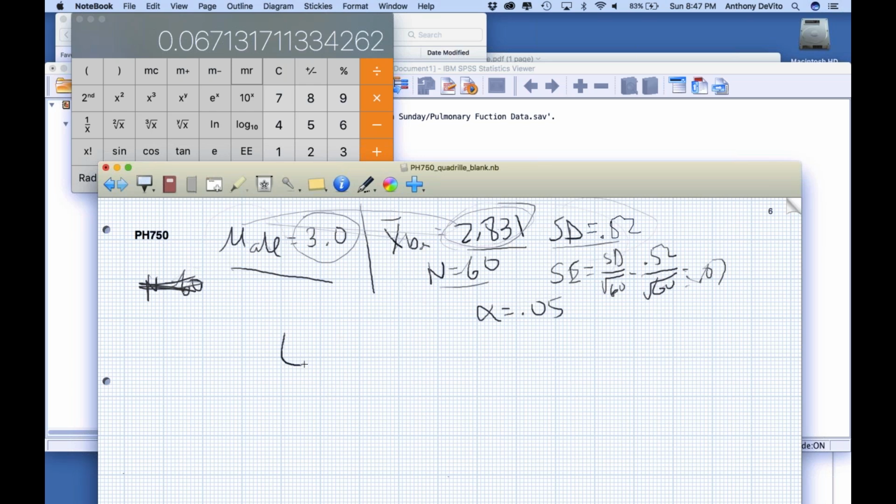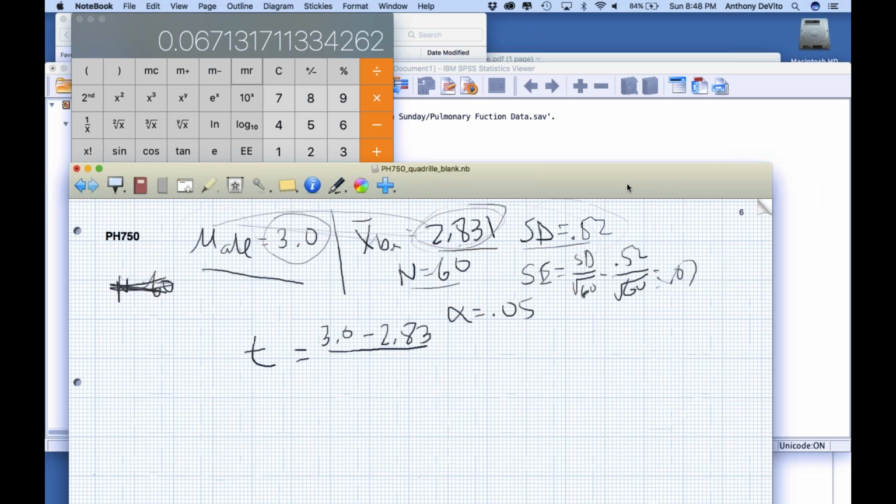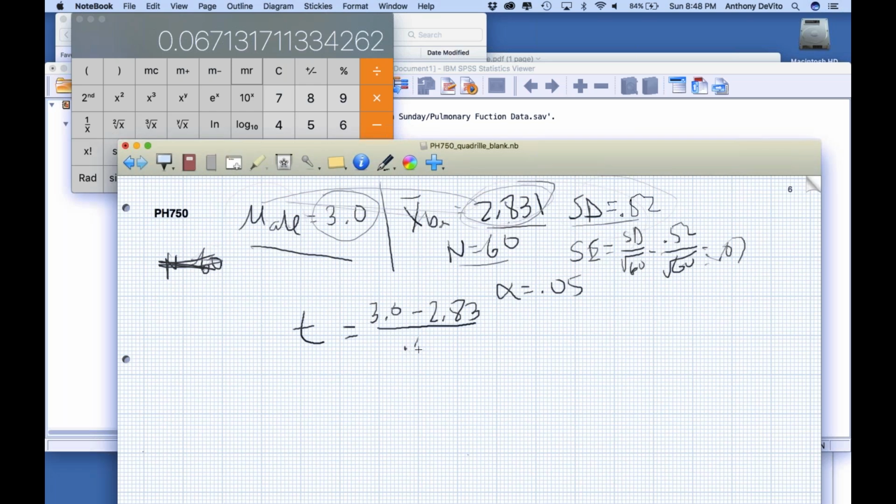So I need to know if the difference in standard errors in t-scores is big enough. So t is equal to the difference between this mean and this mean. I'm just going to do it this way. Normally I would do x bar minus mu, but I'm going to do it this way, just to keep the numbers positive. It's not going to make a difference. I'm going to call it 2.83 over my standard error, which is equal to 0.07.